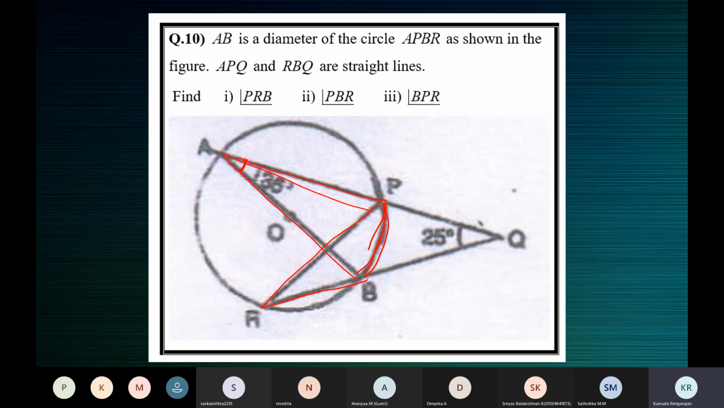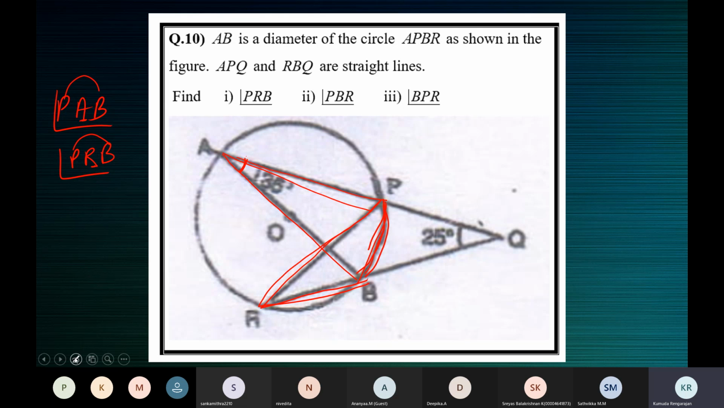See here, same arc, PRB. You can make out from the way we name the angles. Angle PAB, I've mentioned this many times in the earlier classes. Angle PAB and angle PRB are made by the same arc PB at the points A and R on the circumference. So they are angles in the same segment of the circle.